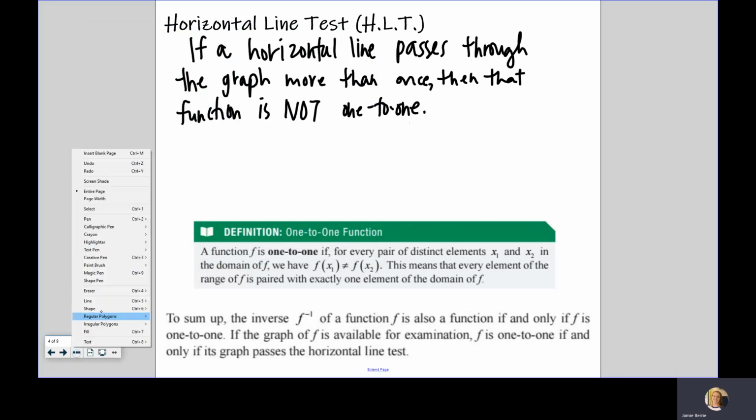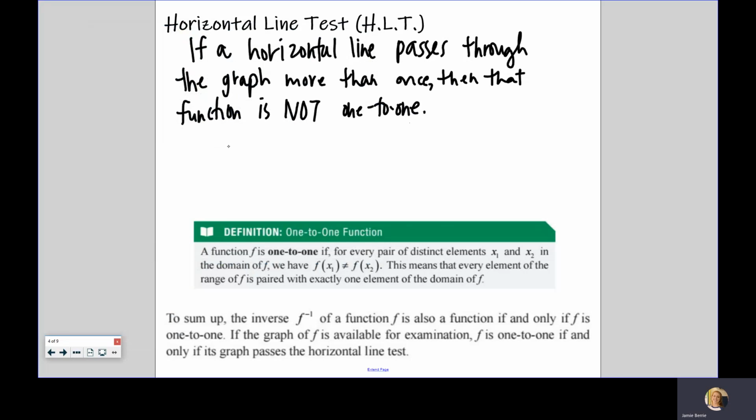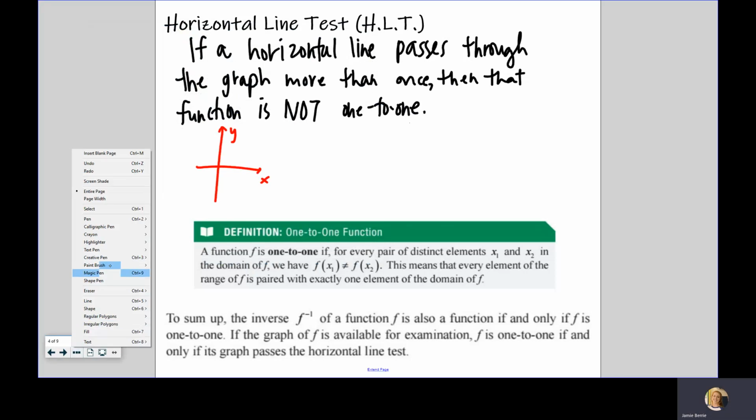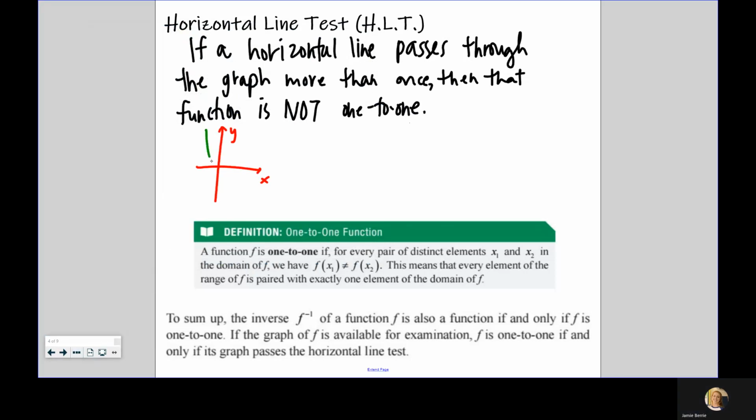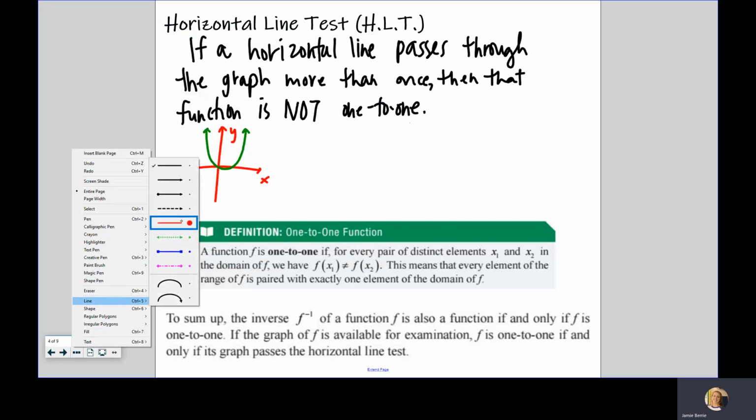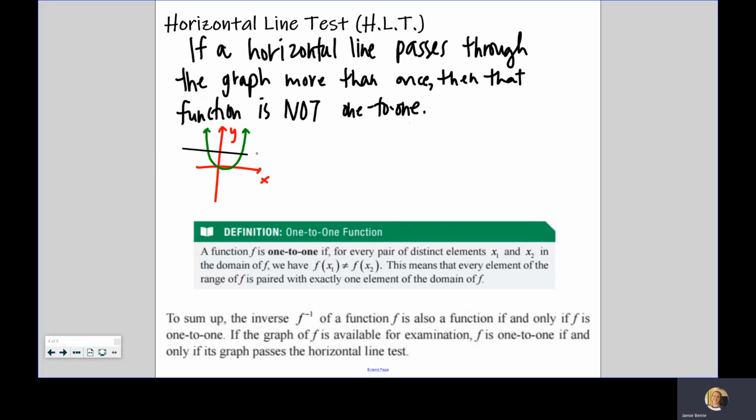So, for example, say that we have a graph and it looks like this. All right, so imagine if we just drew a horizontal line through here. If we drew a horizontal line through here, notice that it passes through more than once. So that means that this function in green here is not one-to-one. So let's talk about what it means to be one-to-one. You can see in the little green box down here, I've got the definition of one-to-one. It's kind of complicated, but I'll sum it up at the end.